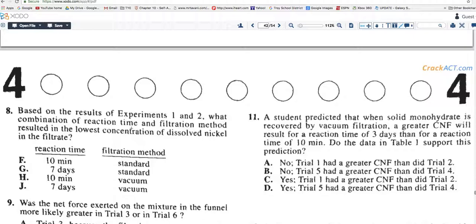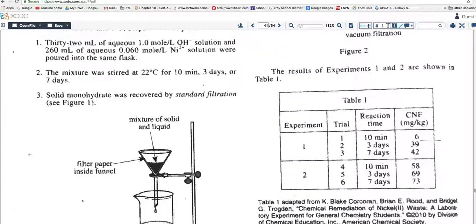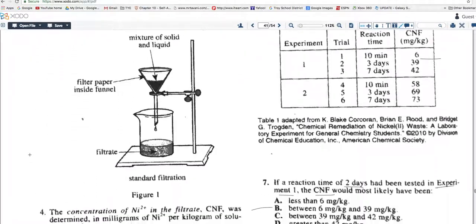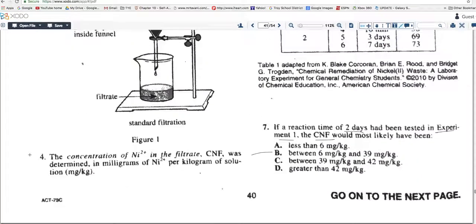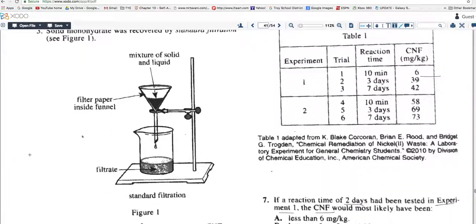So you underline experiment 1 and experiment 2 results, and you also underline lowest concentration of dissolved nickel in the filtrate and combination of reaction time and filtration. Okay. And so my answer was F. Table 1, so it's asking for the lowest concentration, and in table 1, experiment trial 1 for 10 minutes, the result was 6, which is the lowest for the filtration method.